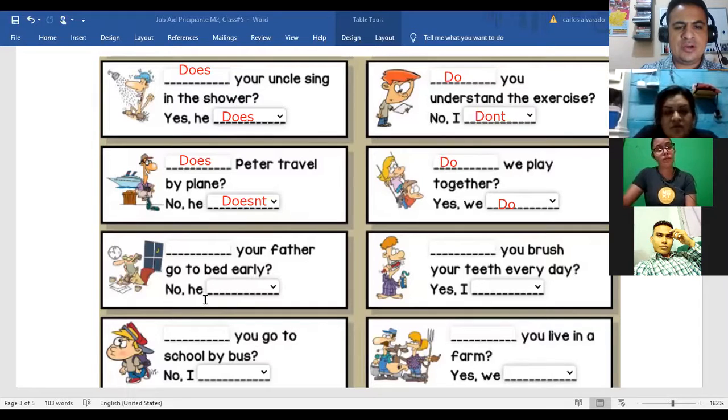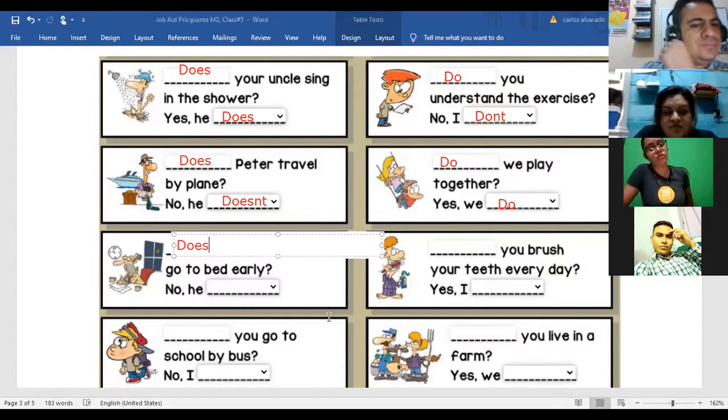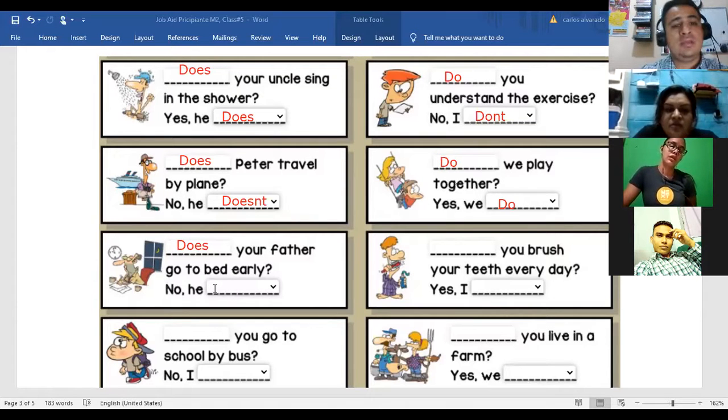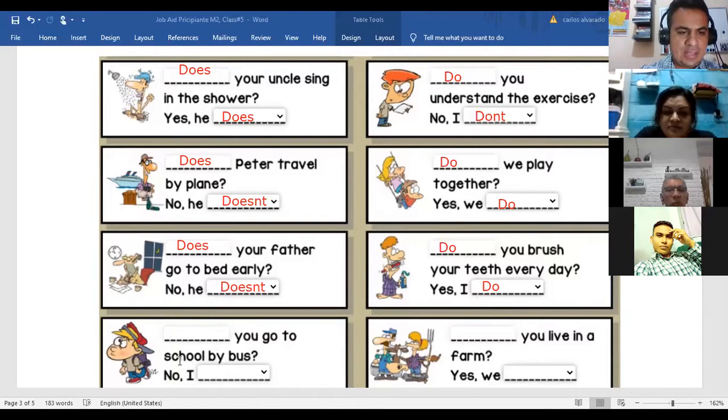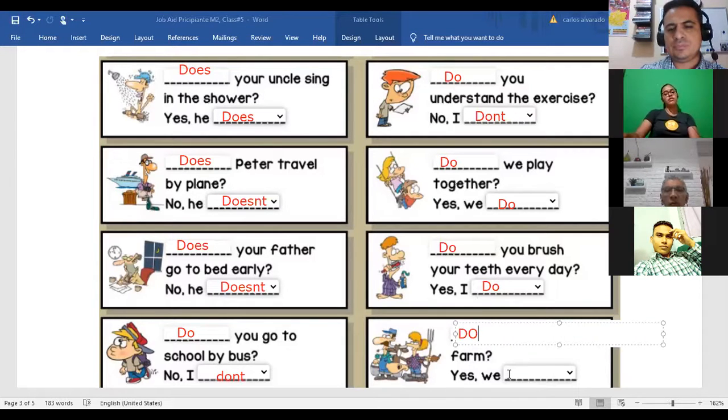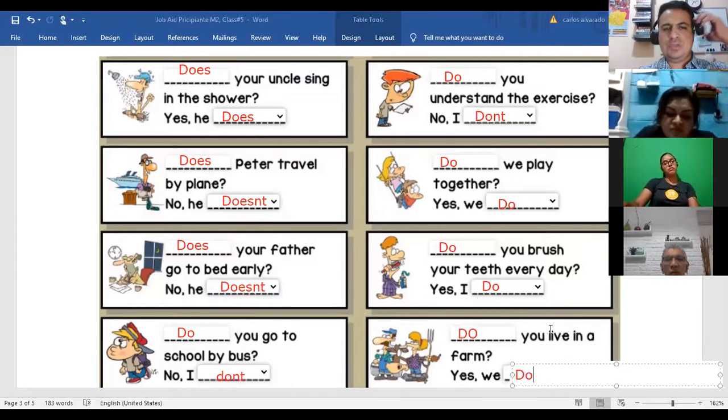Blank, your father go to bed early? No, he doesn't. Blank, you brush your teeth every day? Do you brush your teeth every day? Yes, I do. All right, last one. Blank, you go to school by bus? Do you go to school by bus? No, I don't. Negative. All right. Blank, you live in a farm? Do you live in a farm? Yes, we do. Okay.